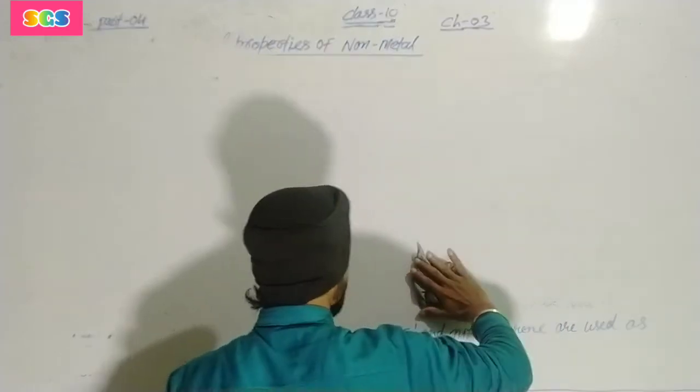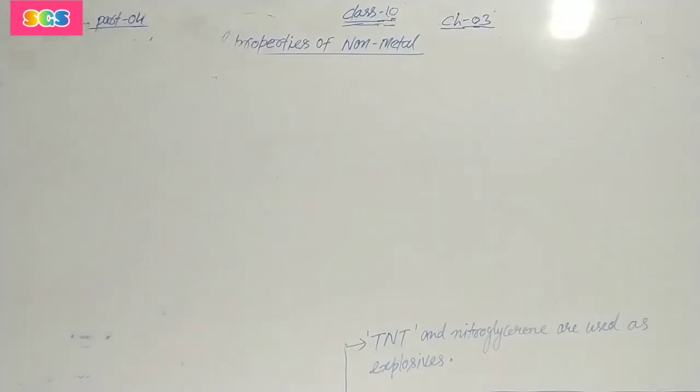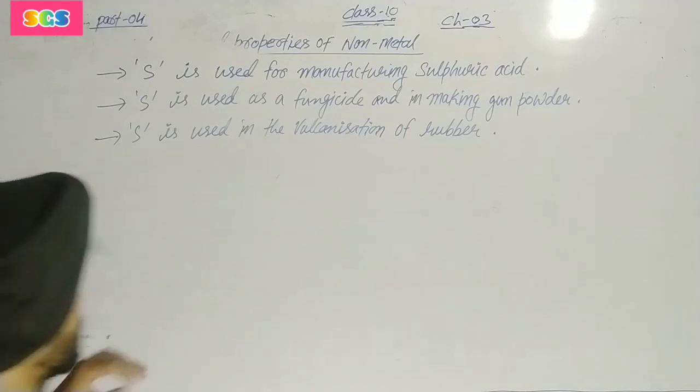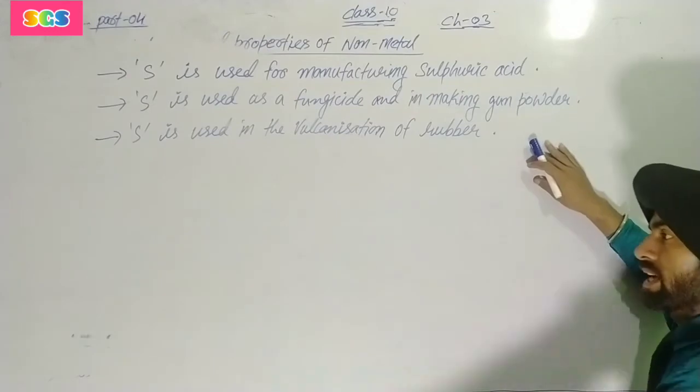If we talk about another use of nitrogen, most of its compounds, like trinitrotoluene or nitroglycerin, are used as explosives. Another non-metal, sulfur, is used in the manufacturing of sulfuric acid, H2SO4. Sulfur is also used in the making of gunpowder, and it is also used as a fungicide.